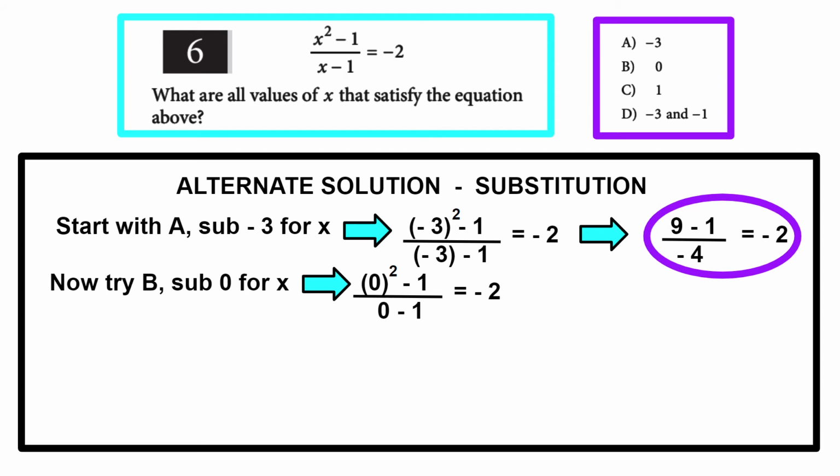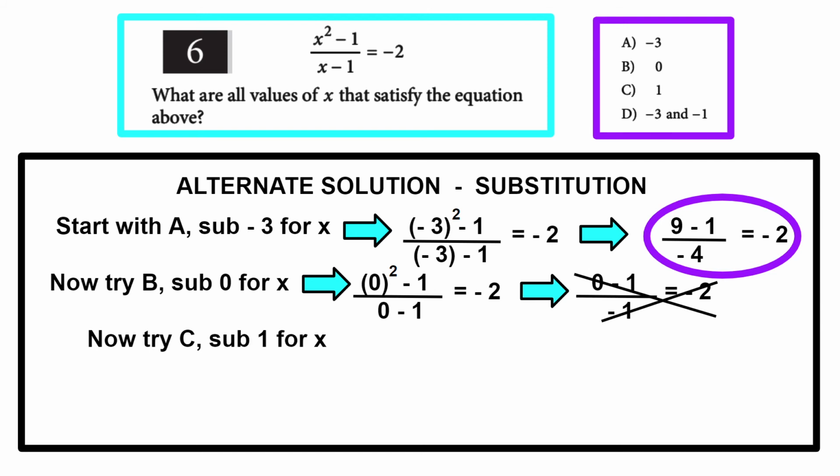that's a valid equation. We have 0 minus 1 up top divided by negative 1, and that does not equal negative 2. In our numerator, 0 minus 1 is negative 1, divided by negative 1. That equals 1. It does not equal negative 2. So 0 is not a value of x that satisfies the equation. Let's move on.